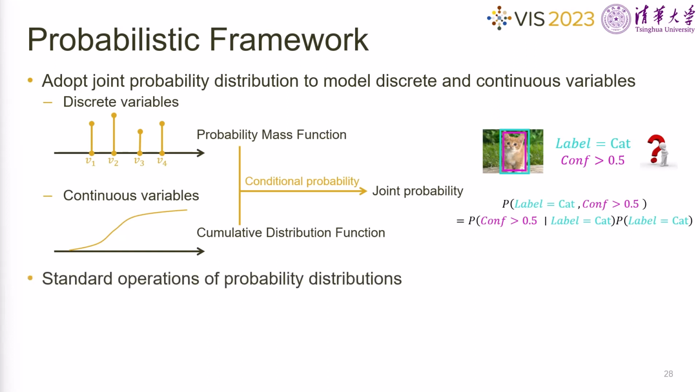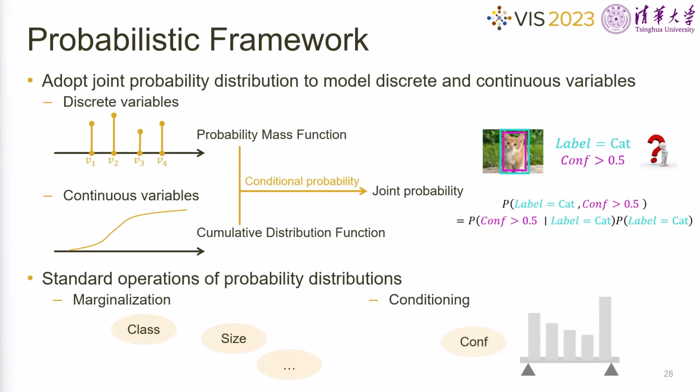The probabilistic framework enables users to process data using standard operations, including marginalization and conditioning. The marginalization operation discards variables in the distribution, allowing users to focus on analyzing the variables of interest. The conditioning operation constrains variables to be within specific intervals, which enables users to analyze the subsets of interest.